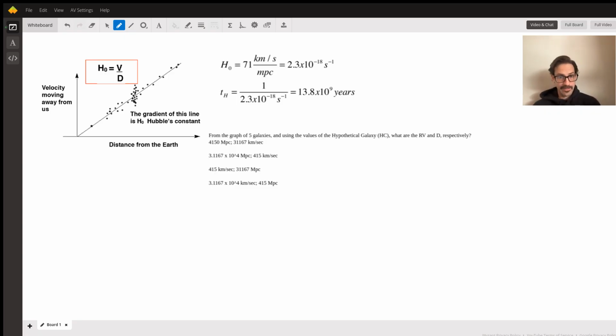In the first example, we have 4,150 megaparsecs. Megaparsec is a unit of distance. So a parsec is around 4 light years, and it is a unit of distance. So it's the same as a foot or a centimeter or a meter, simply a unit of distance that you may not be familiar with, but that's all it is.